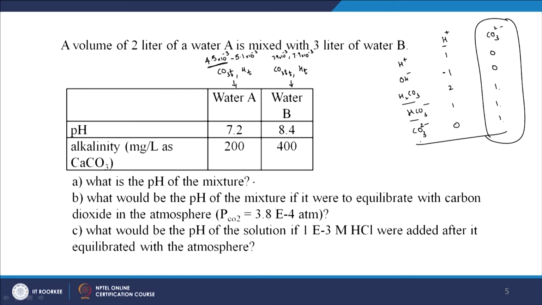So, now what next? We need to calculate the CO3 total of the mixture, right, and also H total of the mixture. And how do we do that? Based on the balance that we talked about earlier, which is nothing but V1 into CO3 total 1 plus V2 into CO3 total 2 by V1 plus V2, which is, I believe, 2 plus 3, 5, right, 2 liters and 3 liters.